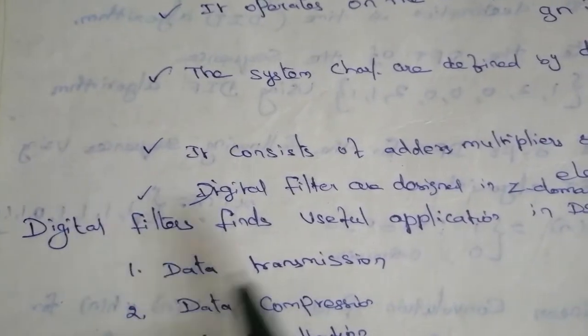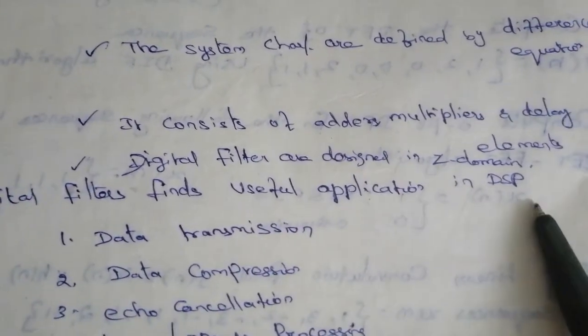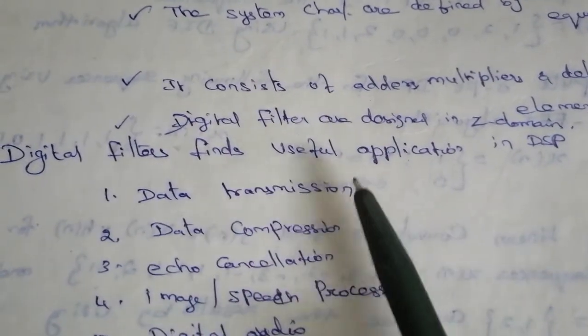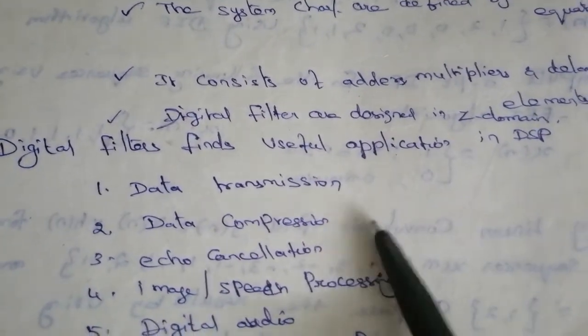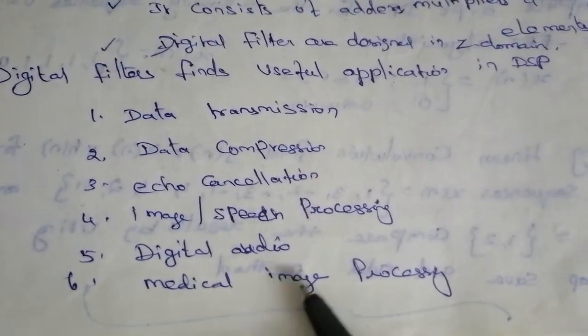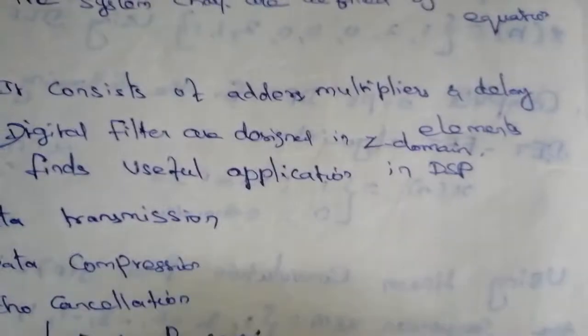So digital filters find useful applications in DSP. In DSP, the applications of digital filters are data transmission, data compression, echo cancellation, image and speech processing, digital audio, and medical image processing. So next, the advantages of digital filter.